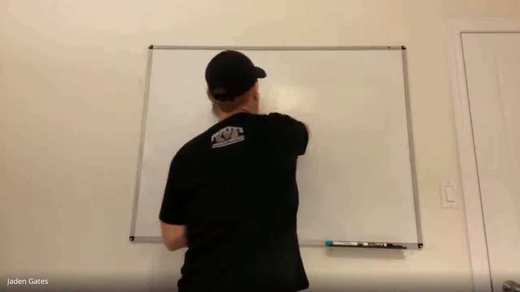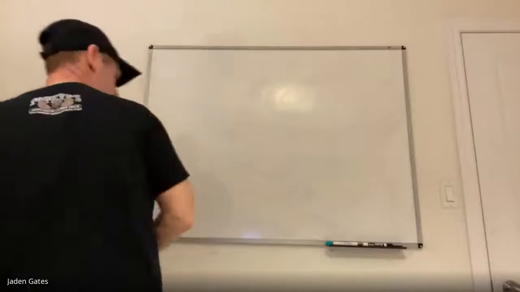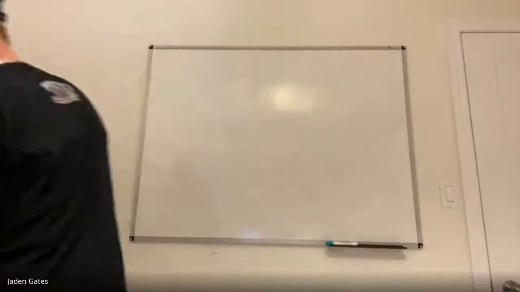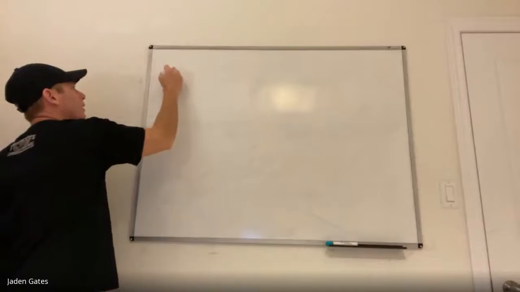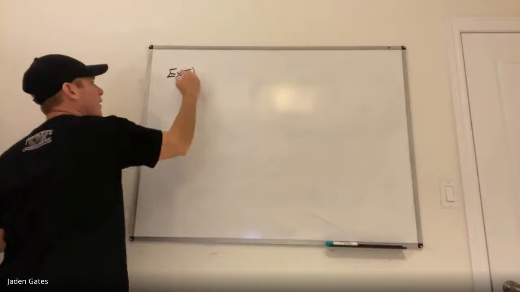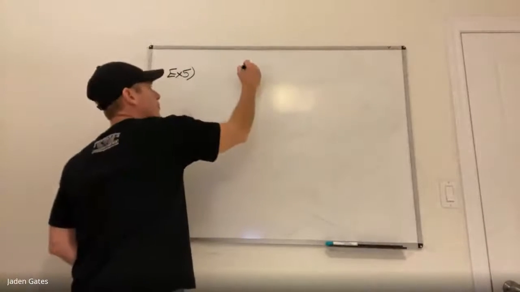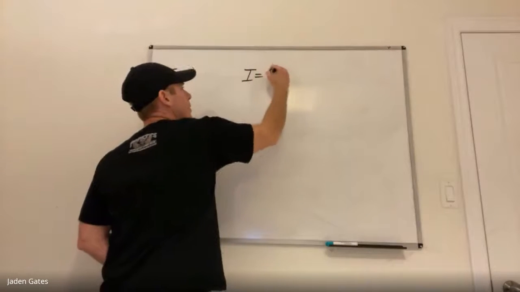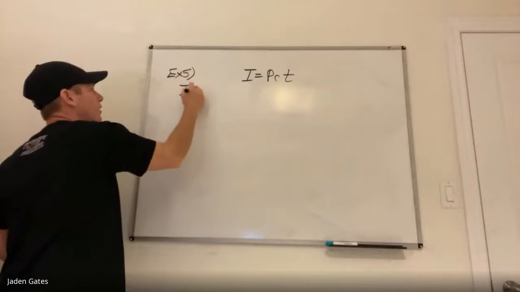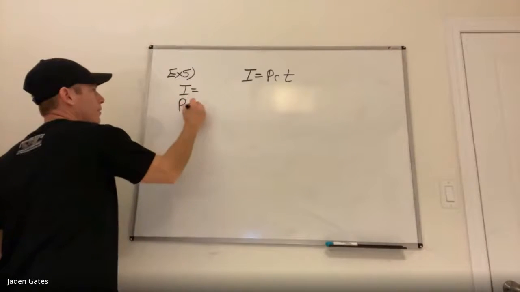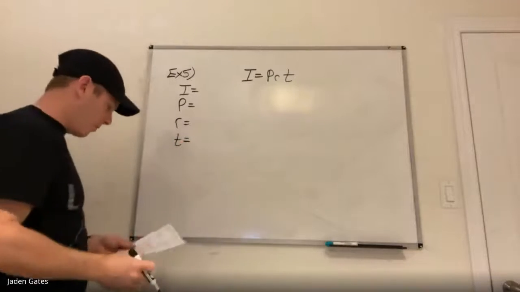All right, let's try a different variable here. We just solved for I a couple times. Let's look at example 5. So example 5 is, again, we're going to use our simple interest formula. I equals PRT. And again, we have our variables.